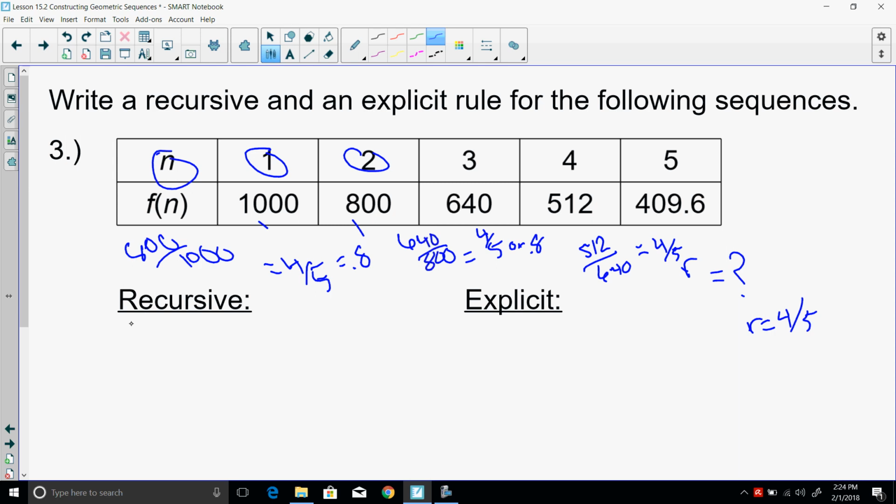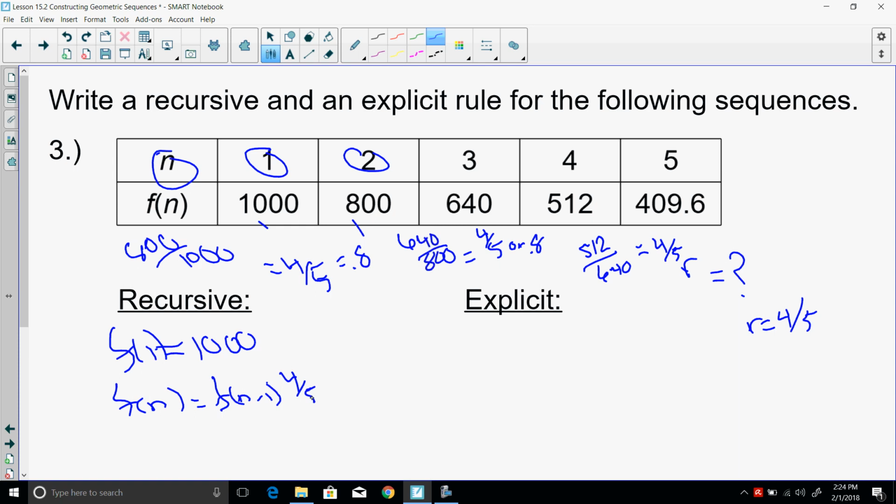So I go ahead and write out my f of 1 is equal to 1,000. And then f of n is equal to f of n minus 1. Remember, that doesn't change. And then I multiply by my common ratio, in this case 4/5 or 0.8.